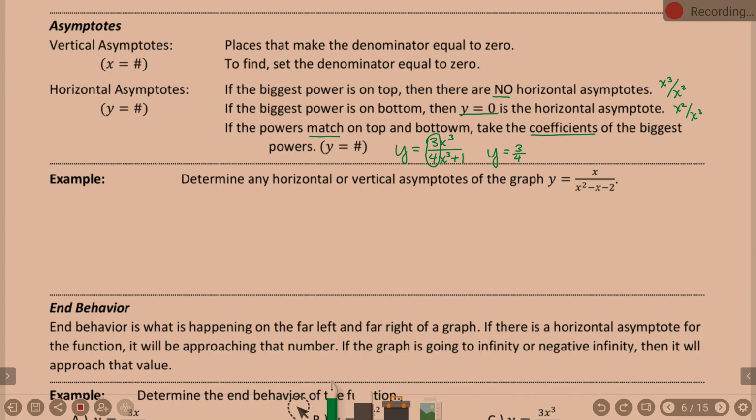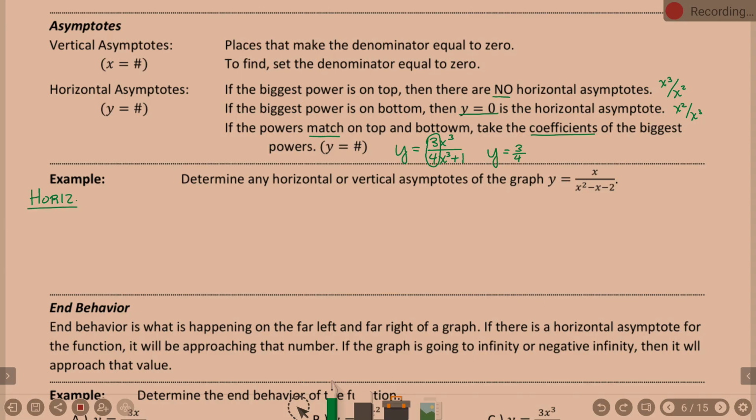Let's look at our example here. Determine any horizontal or vertical asymptotes of the graph. Okay, where do you want to start? Logan? I'm going to say that y equals 0, so then it's the horizontal. Okay, are you with them for horizontal? And my source is the asymptotes notes that say the power's on the bottom.